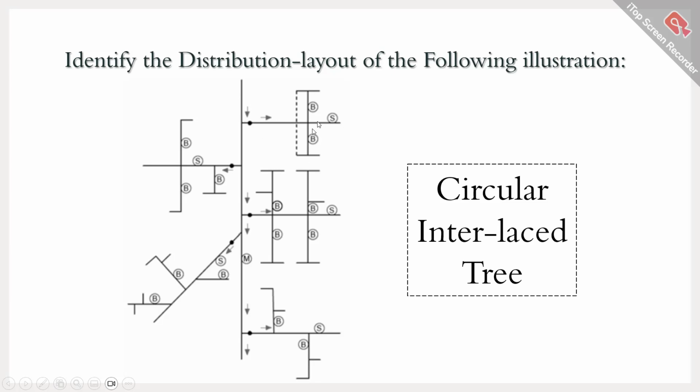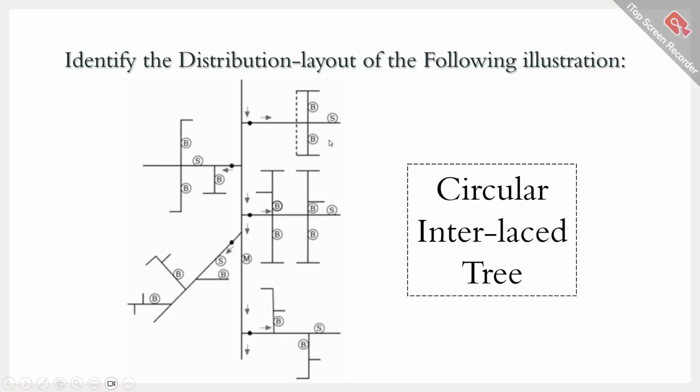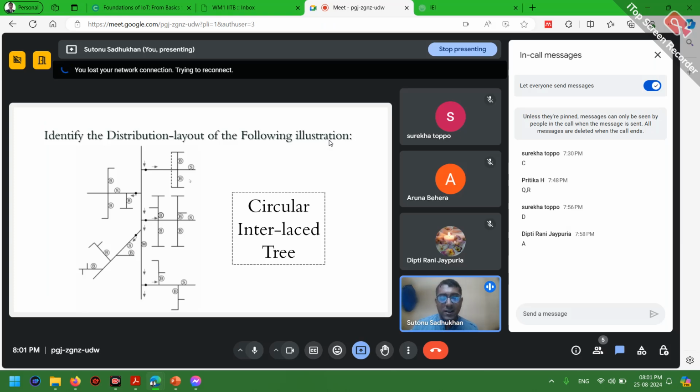And the first branch gets divided into 3 parts: B, S, and B. The number of parts are also there. So in what kind of system do you see these kinds of branches?